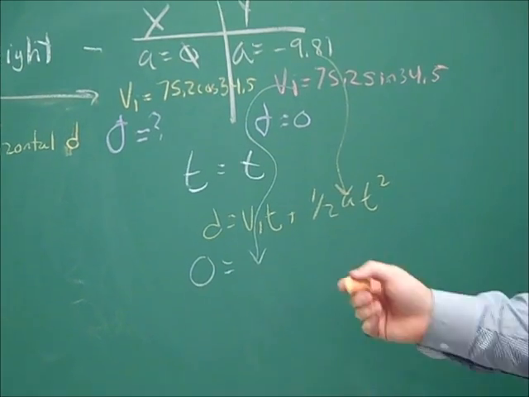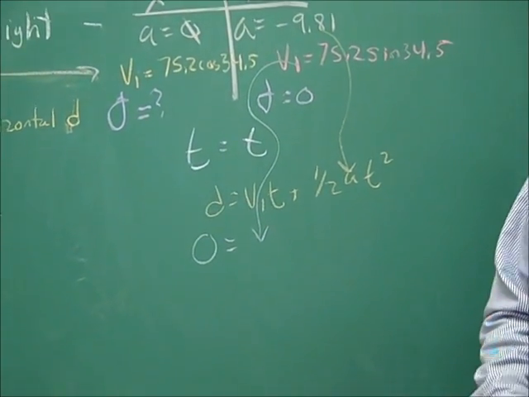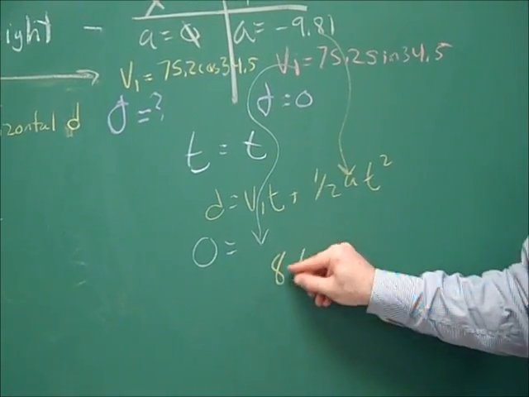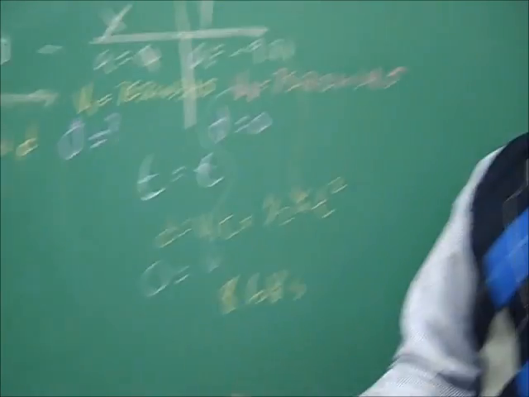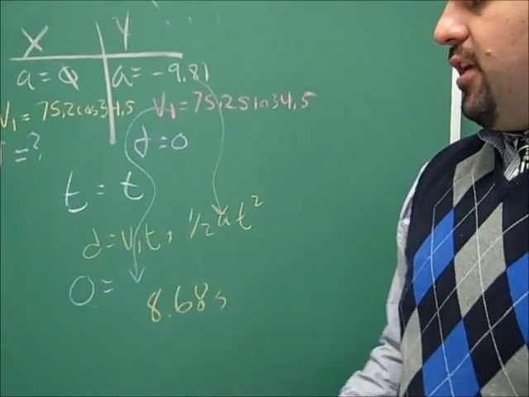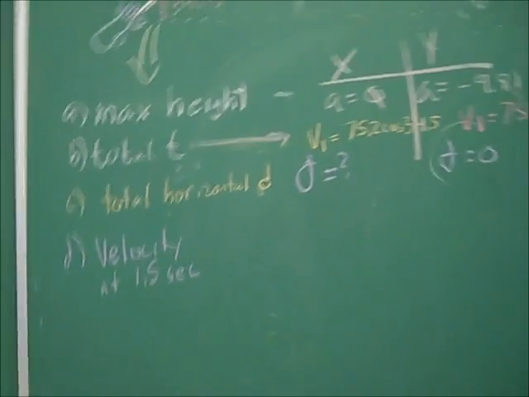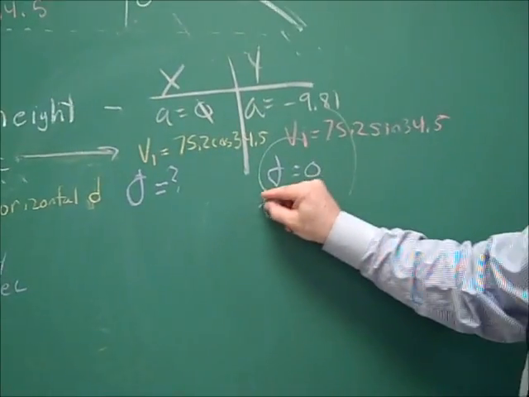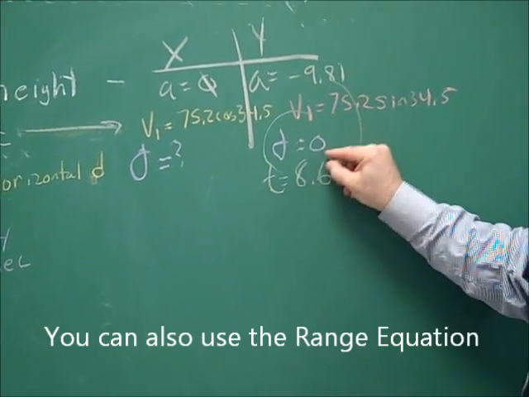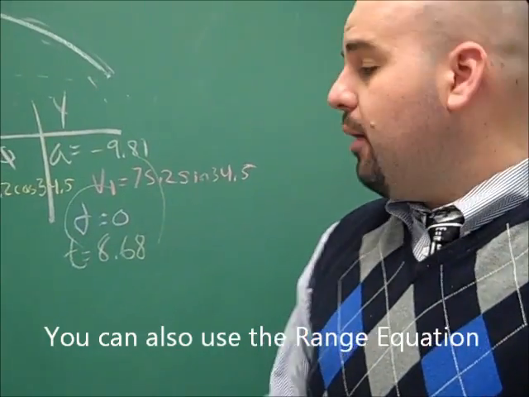Using the y information in this equation, you're going to do a little bit of hop, skip, and jump, and you'll get 8.68 seconds. Notice it's not a quadratic because d equals 0. But since we're here right now, let's just do part C together as well. We're going to find the total horizontal displacement. I'm going to add here that the time is 8.68, which you just found from the previous problem.